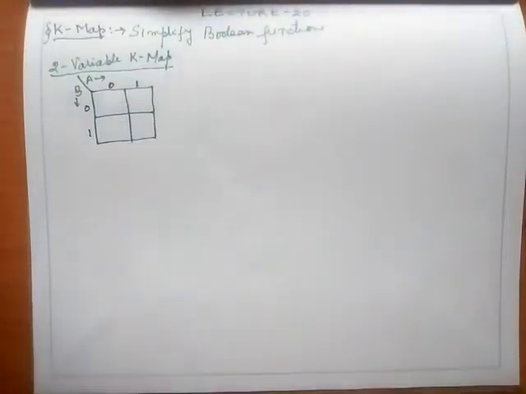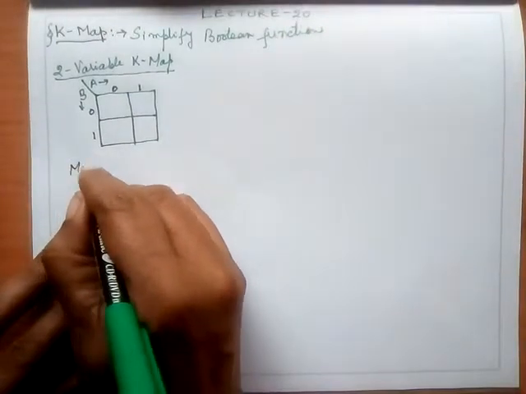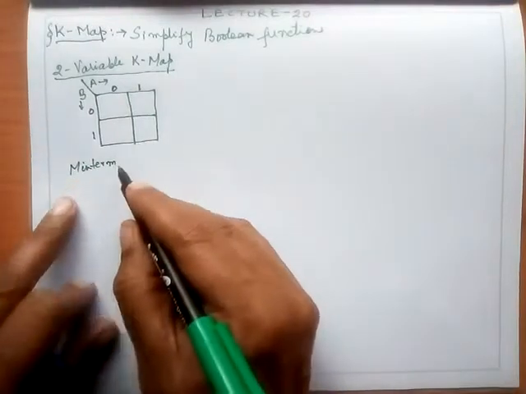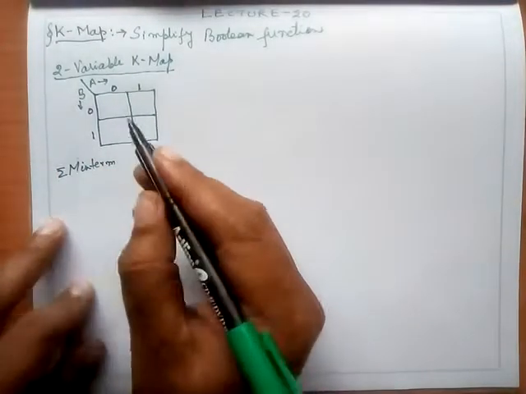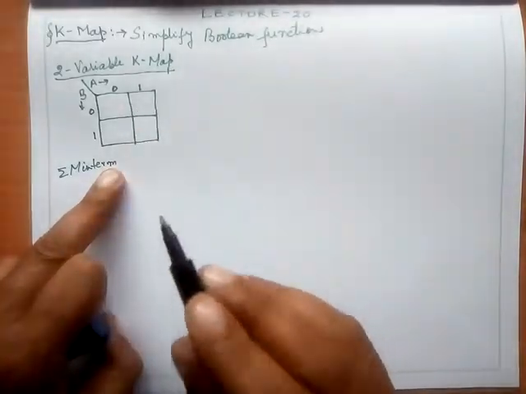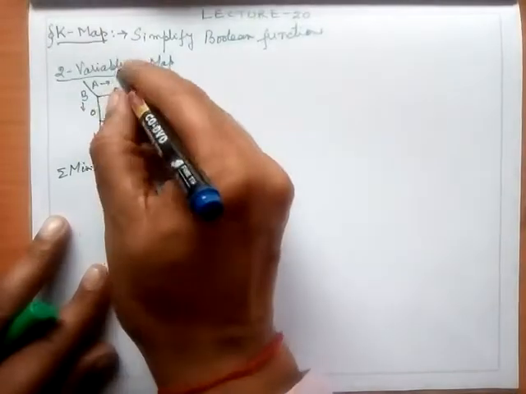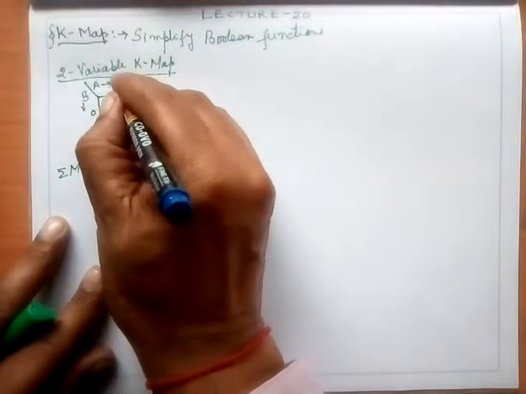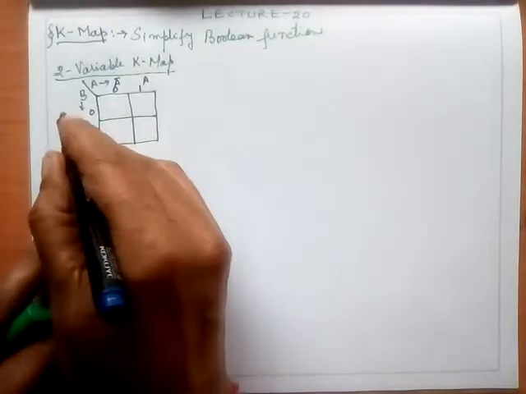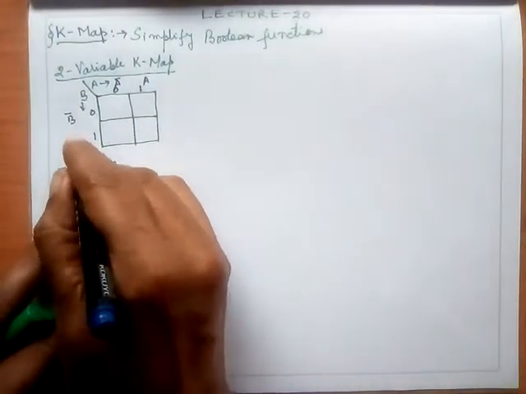Now I am drawing this initially for a min term, sum of min terms, summation of min terms I can say, or for a SOP form. Now every cell will represent a min term. When I say min term, 0 represents A bar and 1 represents A. Similarly, 0 represents B bar, and 1 corresponding to B represents B.